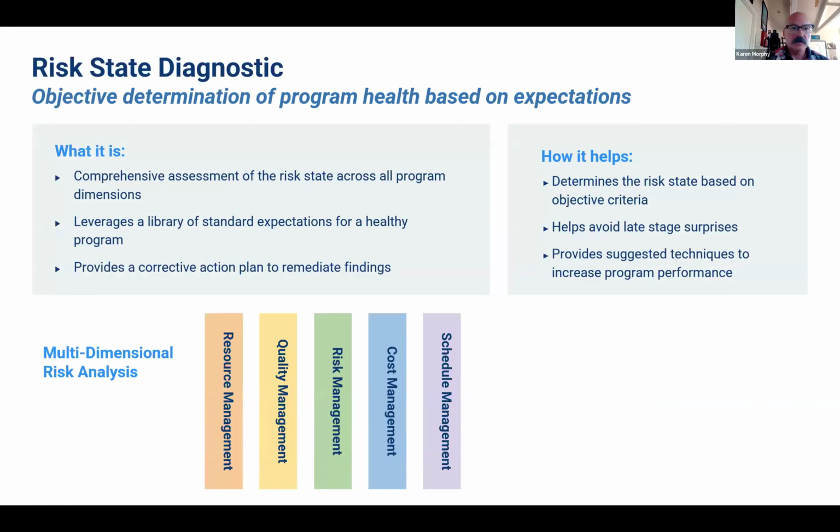Okay, this next tool set from Elion is called the risk state diagnostic. It's a tool set and a technique to assess the risk state at multiple times in a program, basically using proven expectations for a healthy program. I imagine everybody who's worked in IT programs knows what healthy tends to look like. So we've collected those expectations over many hundreds of programs and put together a diagnostic that will help you make that assessment.